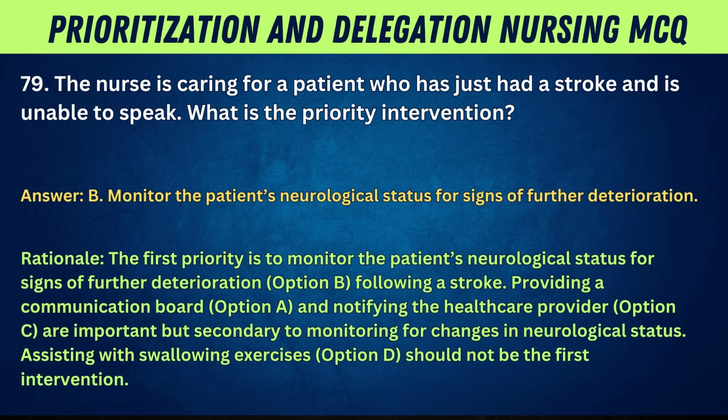Answer. B. Monitor the patient's neurological status for signs of further deterioration. Rationale. The first priority is to monitor the patient's neurological status for signs of further deterioration, option B, following stroke. Providing a communication board, option A, and notifying the healthcare provider, option C, are important but secondary to monitoring for changes in neurological status. Assisting with swallowing exercises, option D, should not be the first intervention.